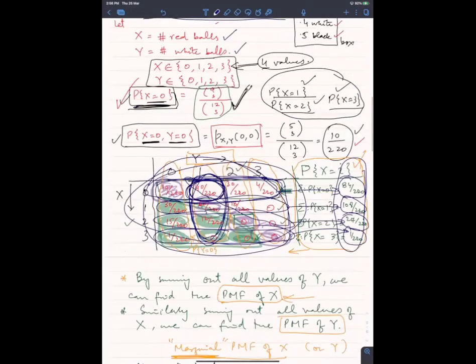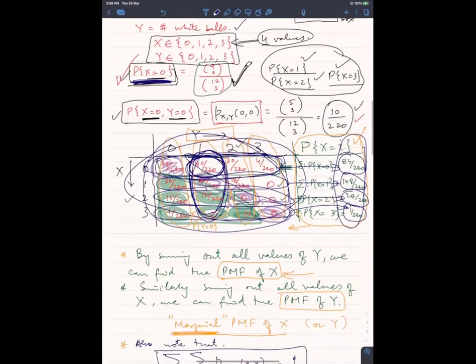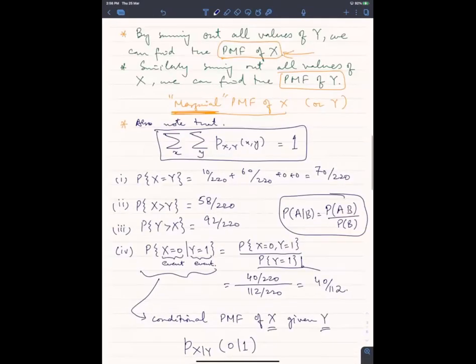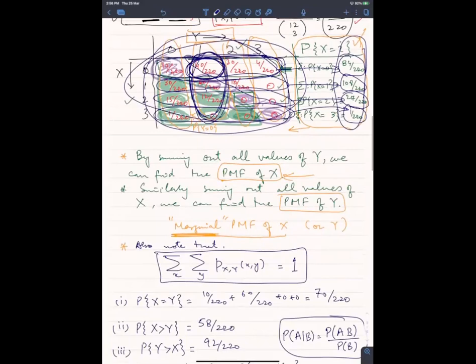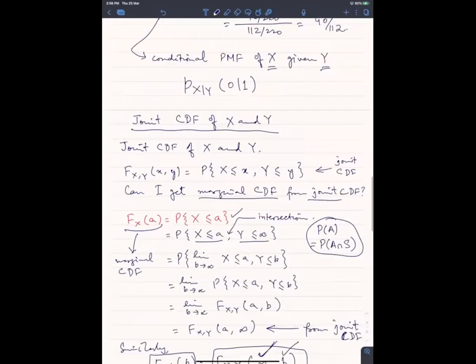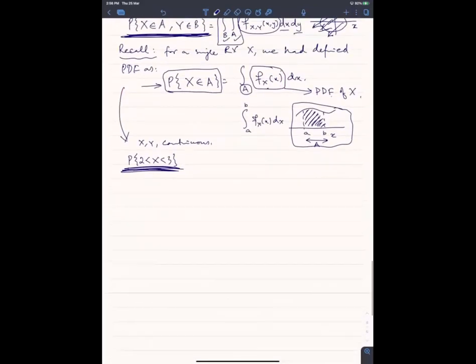What is the probability x is equal to 0? How did we calculate the probability x is equal to 0? We calculated it by adding all the values of y. Now I am asking you this question: what is the probability x is between 2 and 3? We know that this should be equal to the integral from 2 to 3 of f_X(x) dx, but I don't have this available.